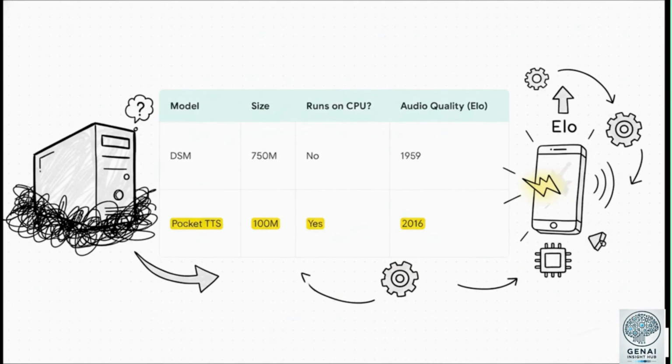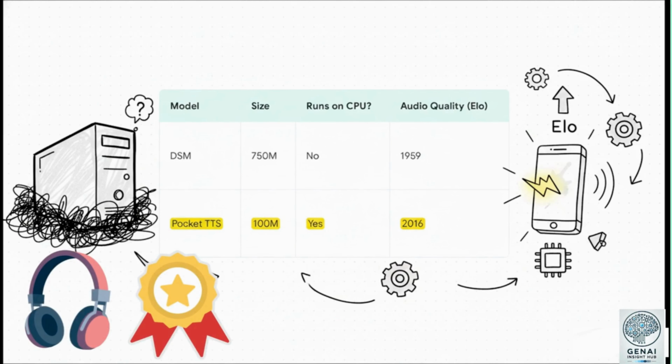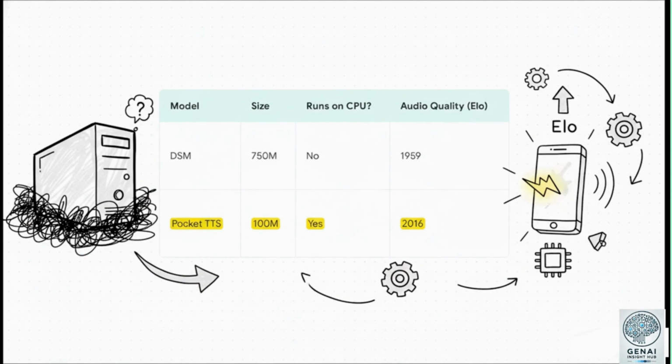Look at a big, state-of-the-art model like DSM. It's huge, 750 million parameters, and nope, it can't run on a CPU. Now look at Pocket-TTS. It's a tiny fraction of the size, only 100 million parameters. It absolutely can run on a CPU. And get this, despite being smaller and more efficient, it actually scored higher on audio quality. That ELO score is basically a head-to-head comparison. So yeah, it's smaller, it's more efficient, it's more accessible, and it's just better.